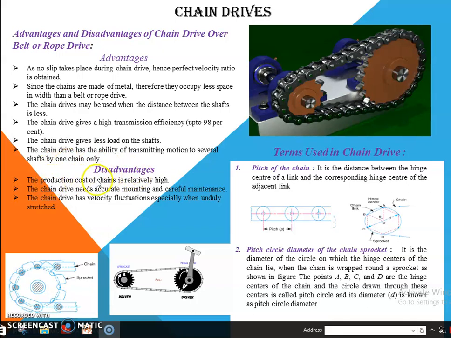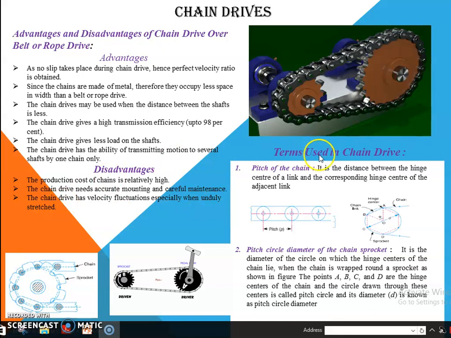Disadvantages: the production cost of the chains is relatively high. The chain drive needs accurate mounting and careful maintenance. The chain drive has velocity fluctuations, especially when unduly stretched.